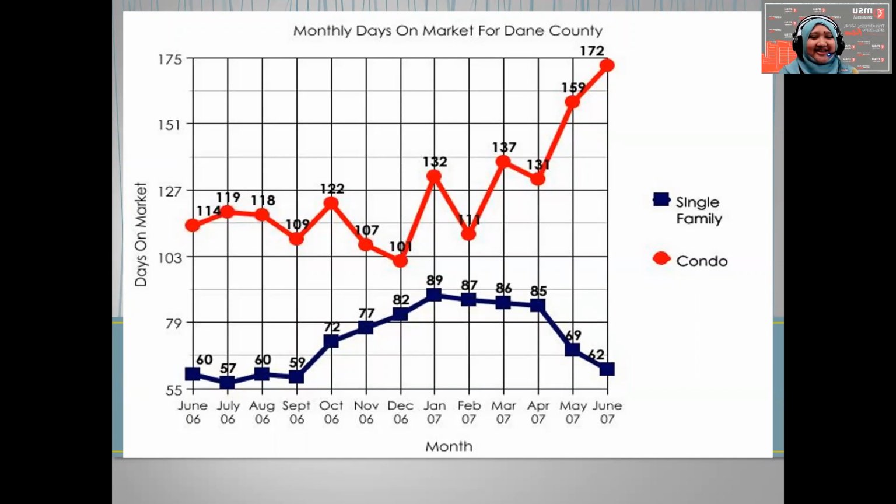Okay, sorry about that. Let's get to the next one, a line graph again, still a movement of time from June 2006 to June 2007. Also a 1 year span. Only for this one, it's a comparison between two line graphs of condo versus single family. So for the two line graphs, days on market, single family does not spend much time on the market, I suppose.